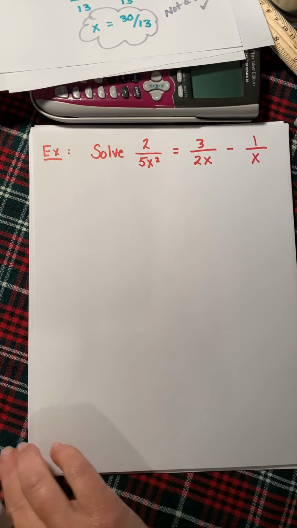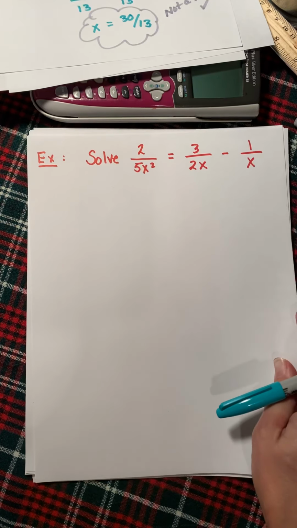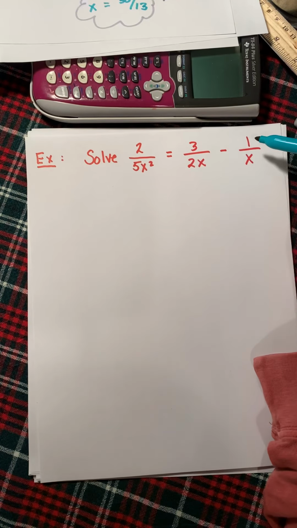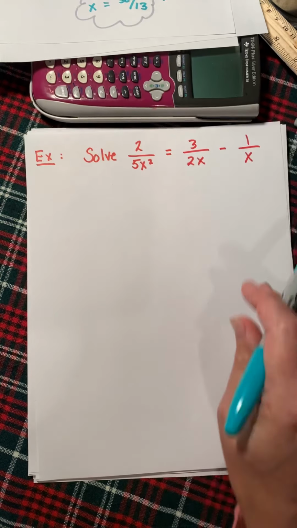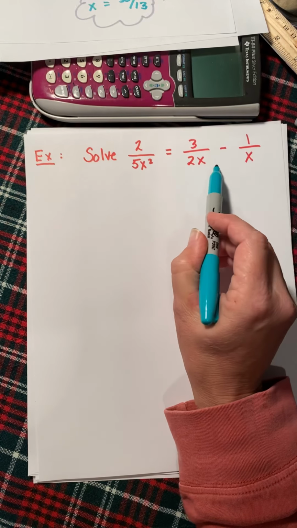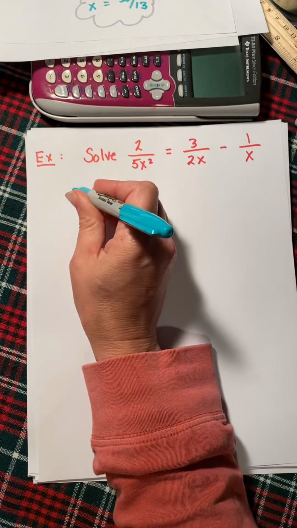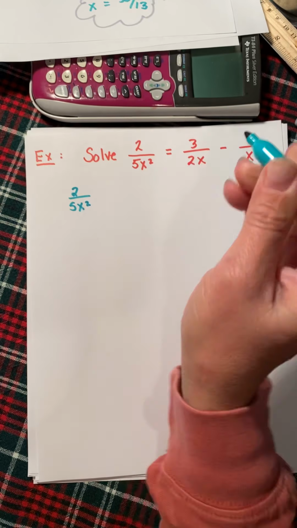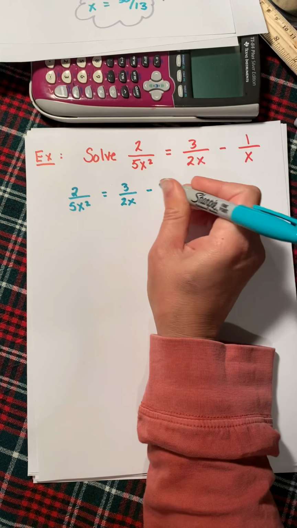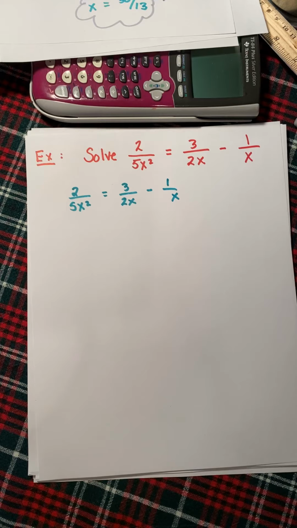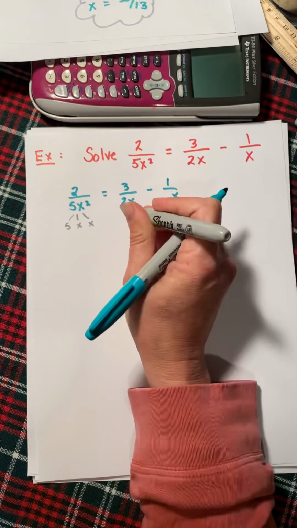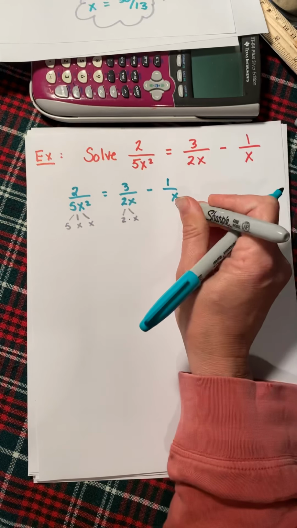All right, so I have 2 over 5x squared equals 3 divided by 2x minus 1 over x. Now notice that all the constants are on the top and the denominators all contain the variable. So your goal is to get a common denominator across the board. The more you do, the more comfortable you will get with this. So 2 over 5x squared equals 3 over 2x minus 1 over x. If you imagine factoring these, this is just 5 times x times x. Here we just have 2 times x, and here we have just x.